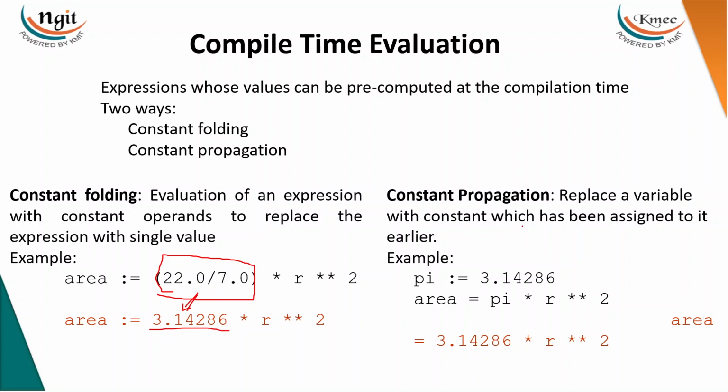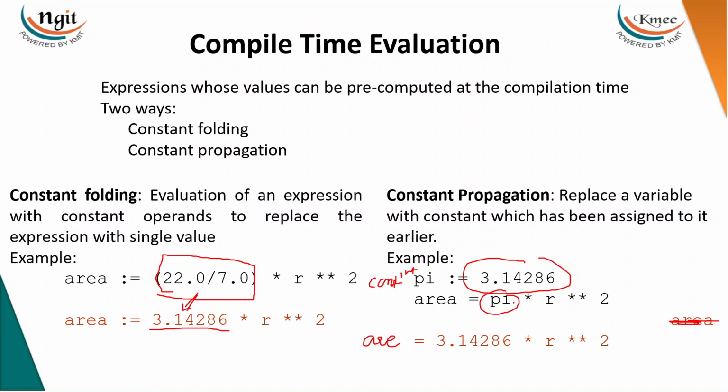And what does propagating mean? Replace a variable with the constant which has been assigned to it earlier. Here we are not evaluating the expression. For example, assume pi is a constant int with value 3.14. Wherever you use pi, it can be replaced with 3.14, like in area equals pi times r squared, where in place of pi I just put its constant value. Propagating means propagating the constant to the variable wherever we are using it.